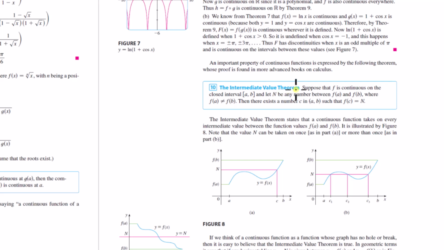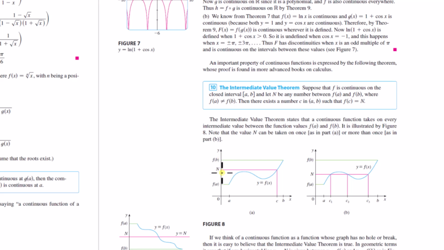The intermediate value theorem said that suppose that f is continuous on the closed interval from a to b, let n be any number between f of a and f of b, where f of a is not equal to f of b, then there exists a number c in (a, b) such that f of c is equal to n. So what they're saying is if you have some function that's continuous over an interval, and the start point and the end point of the interval aren't equal, right? So f of a is not equal to f of b, then to draw the function from f of a to f of b, you have to pass through every possible y value that's between f of a and f of b.